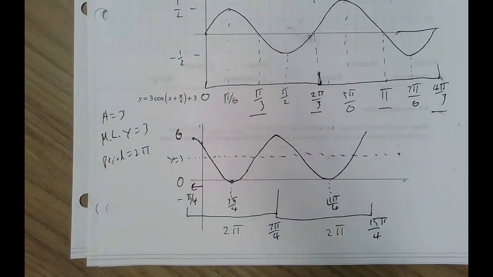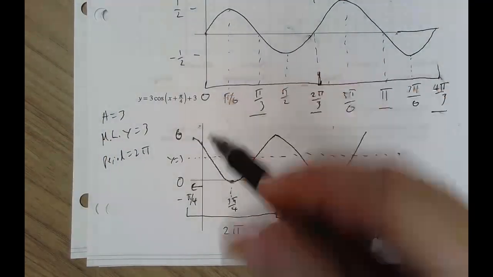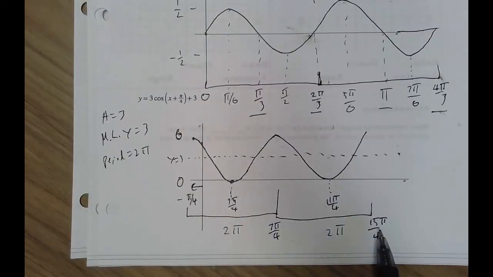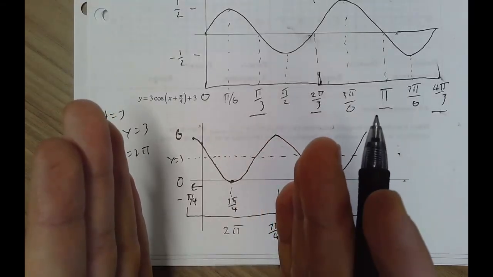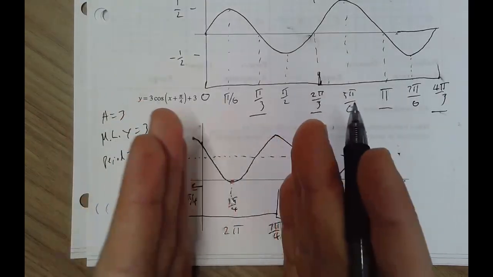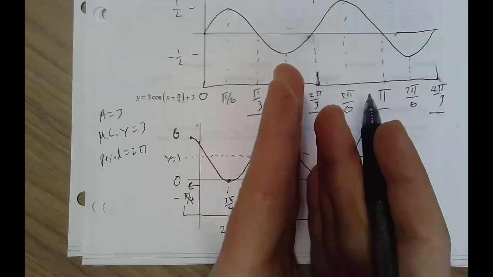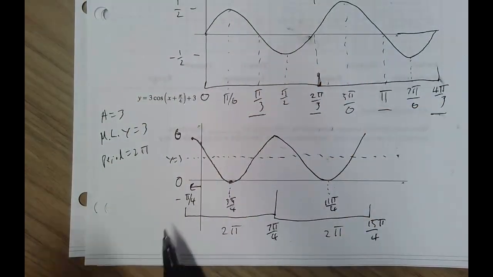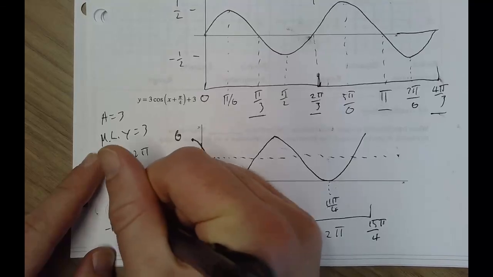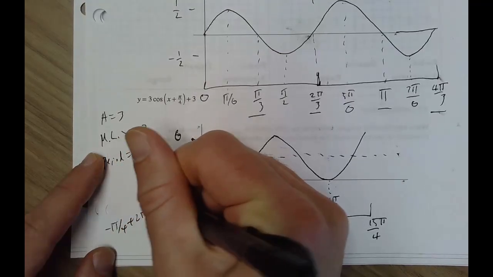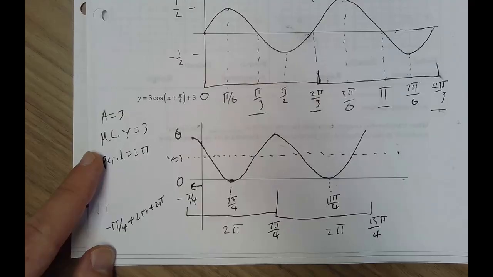Okay. Up to 6, down to 0, 2 pi periods. And so each half is pi, right? So pi here, pi here, pi here, pi here. So again, just to make it clear how I got 7 pi over 4, 15 pi over 4, I'm just taking negative pi over 4, and adding 2 pi and adding 2 pi to get my next values. Okay? All right.